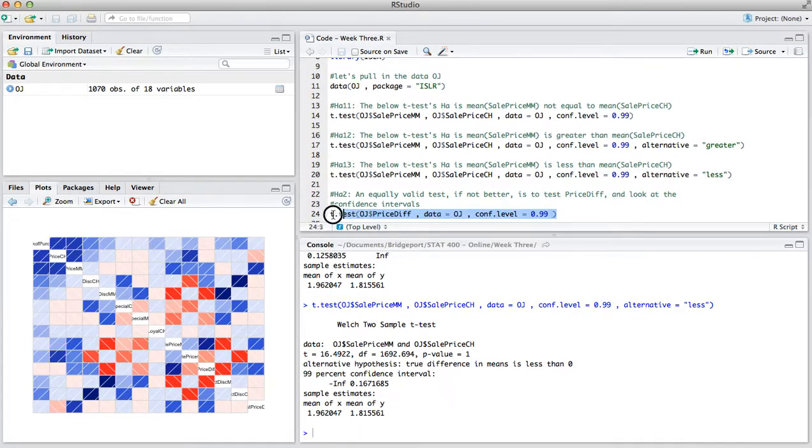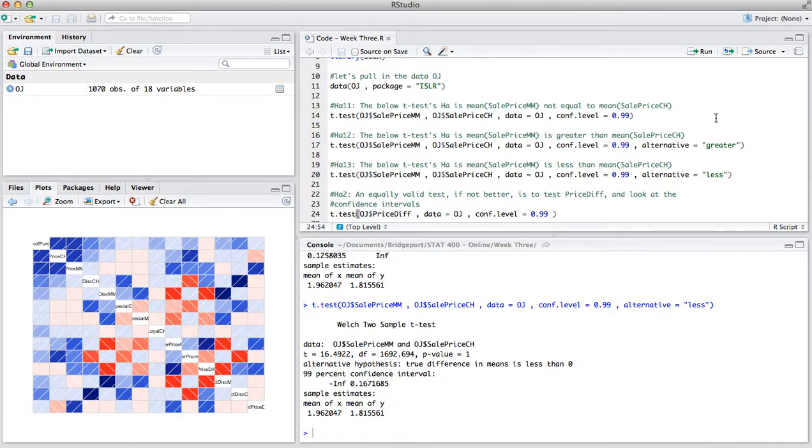Now, the best test that we can do is this one, which is just a t-test of one variable, price diff. Price diff is the price difference, meaning Minute Maid minus Citrus Hill. I know this because of my variable definitions. We will see this in the next video.